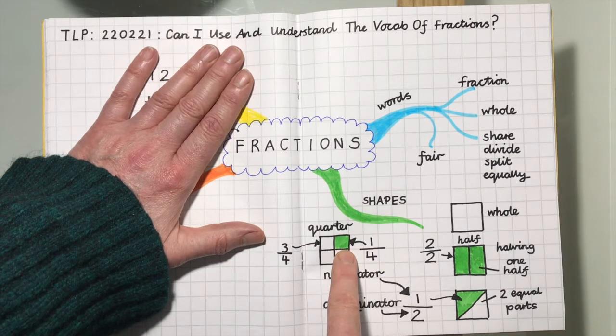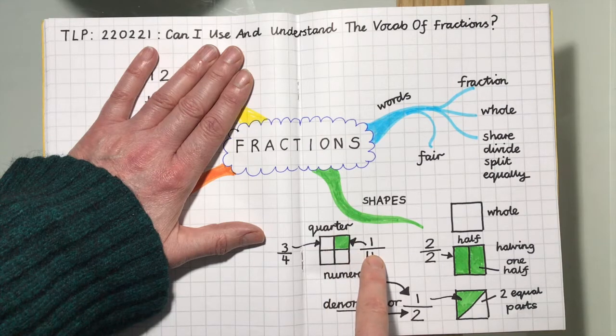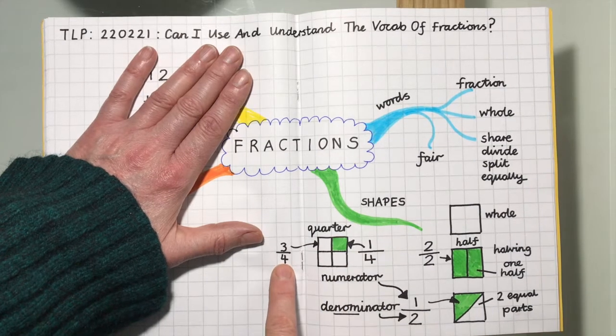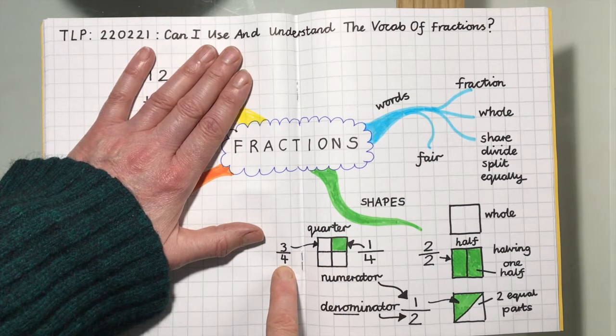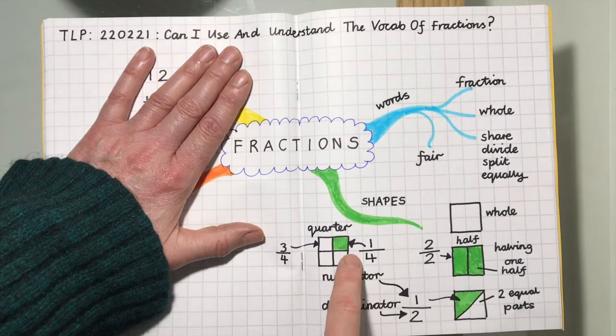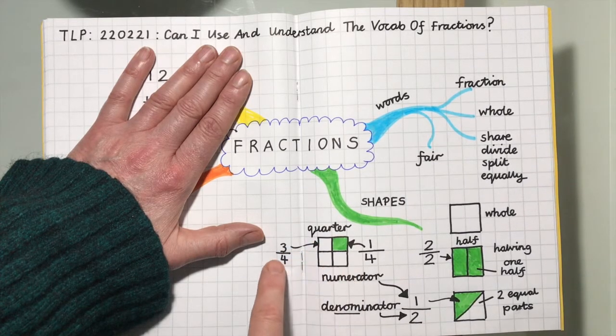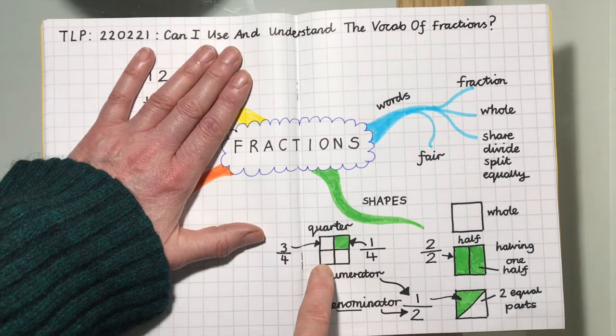So if I'm talking about the green quarters, 1/4 of my whole shape is green. If we look to this fraction that I've written on this side, this time I'm talking about the white fractions of the square, and 3 of my 4 quarters are still white on this shape, so 3/4 of the shape is white.